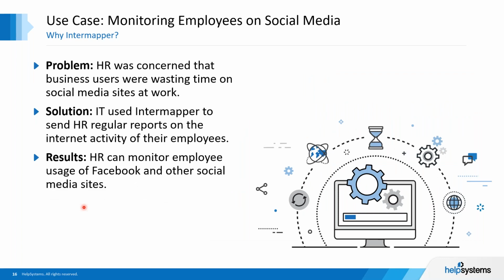So this is just a use case from one of our customers. One of the problems was HR. They were concerned about the business units wasting time using social media sites at work. So the solution was to use Intermapper, and what they were able to do is capture this information and send HR regular reports based on the internet activity of these employees. So at least HR can monitor information, see who's using social media sites and how often they're using those sites. That's just a very basic use case where a product like Intermapper Flows can help outside of the IT department, but also help the HR department figure out where employees can be more efficient, or where time is being wasted during work hours.